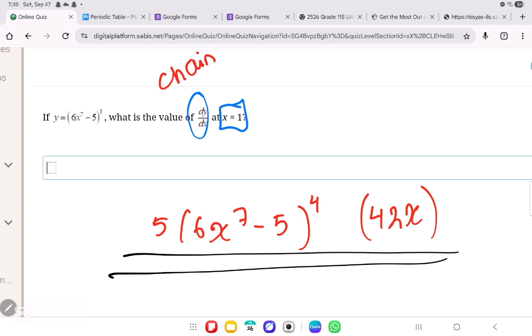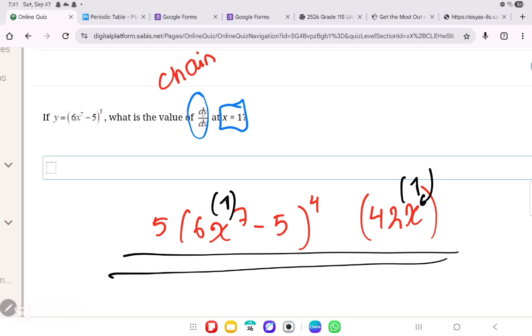Personally, I don't like to expand so I can save time. I just put it in the calculator. So 5 times 6, instead of x, we will put 1. Okay? So 5 times 6, open brackets, 5, bracket, 6 times 1 to the power of 7 minus 5, to the power of 4, times 42 times 1. I forgot the power of 6 over here. Okay? To the power of 6.